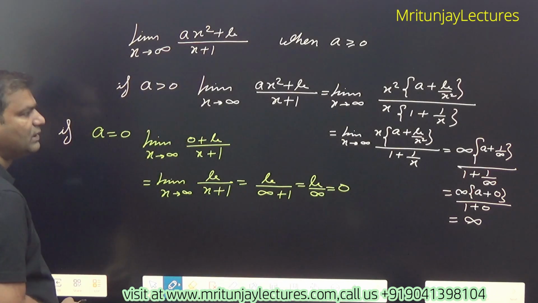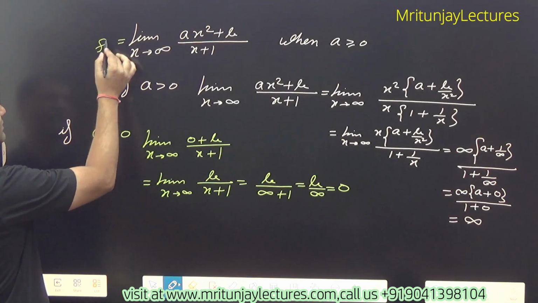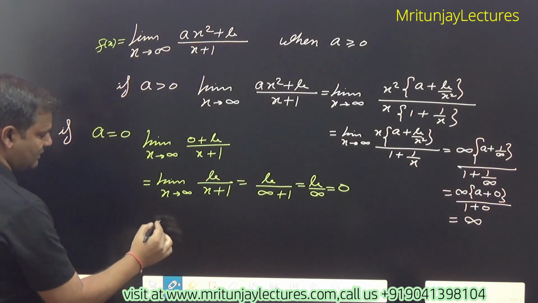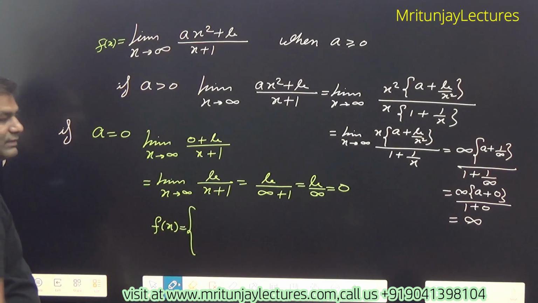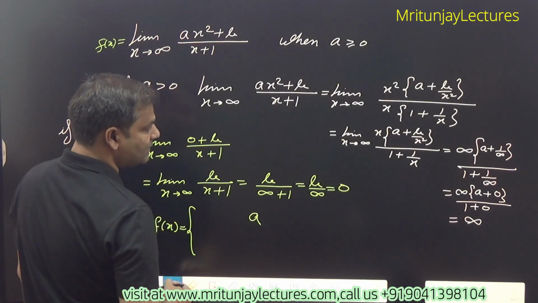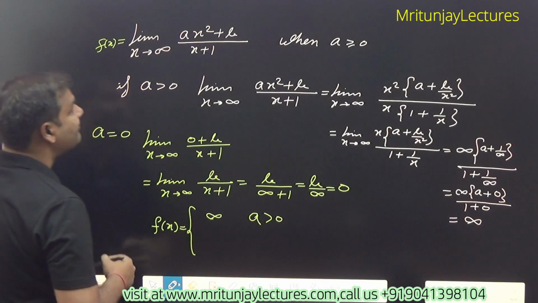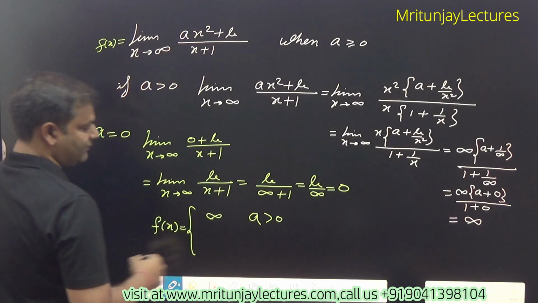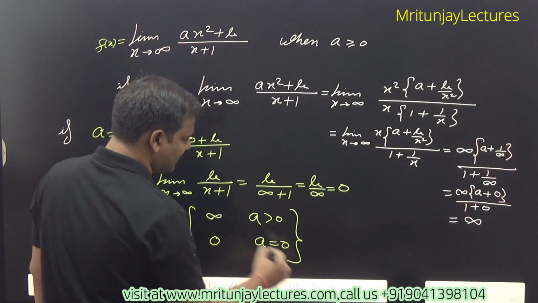0. It means that if this is a function f of x, then f of x is equal to infinity if a is greater than 0, and if a is equal to 0, then the value is 0. This is the final answer.